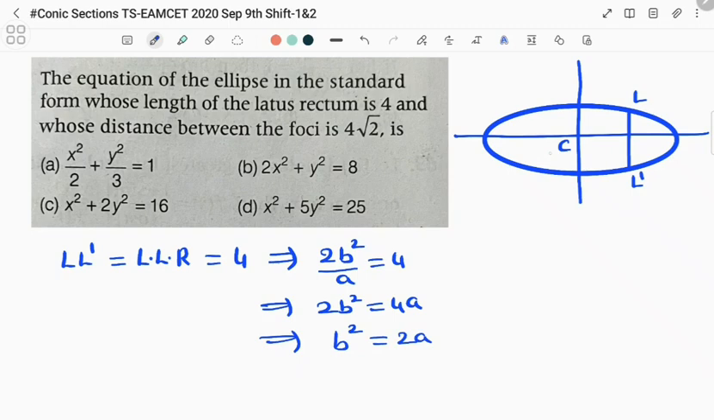Next, whose distance between foci? This is S dash, this is S. Distance between foci is 2AE.